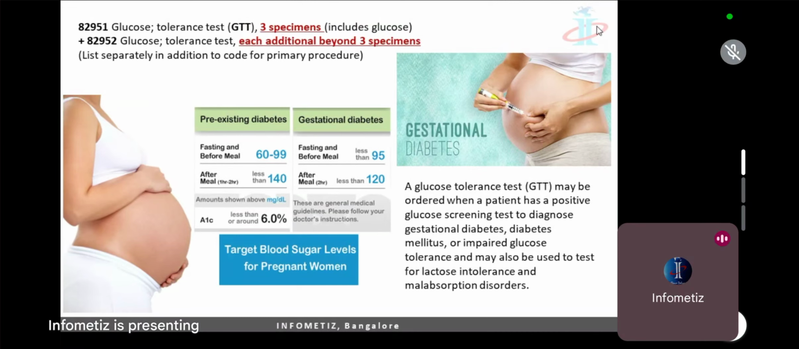Okay, so this is a test which is done during pregnancy. Once the fetus grows and the pregnancy is a little advanced, around the fifth or sixth month, the second trimester or the start of the third trimester, the pregnant lady should go for one GTT test.